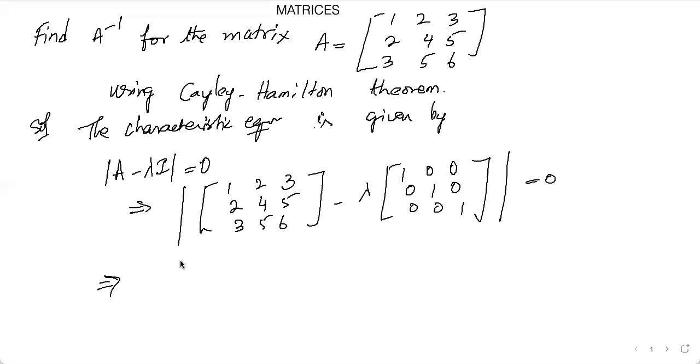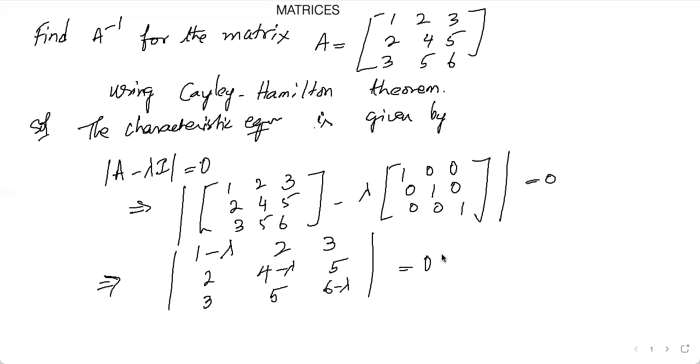This implies the determinant with rows 1 minus lambda, 2, 3; 2, 4 minus lambda, 5; and 3, 5, 6 minus lambda. Okay. So let us continue solving this.